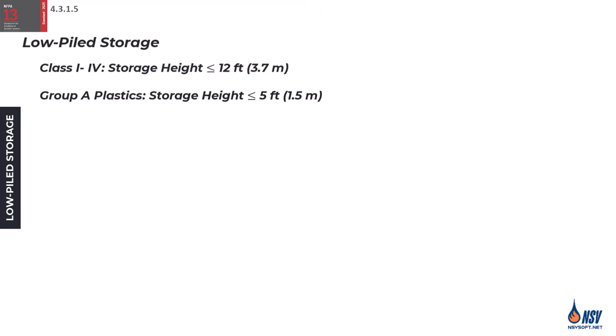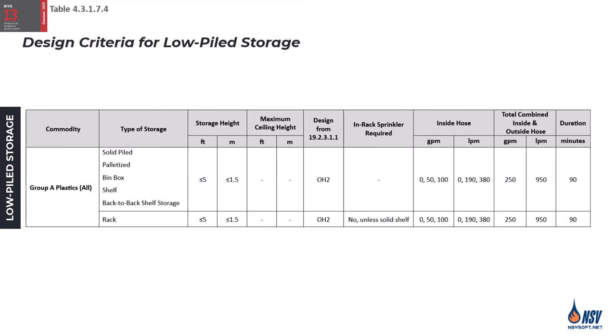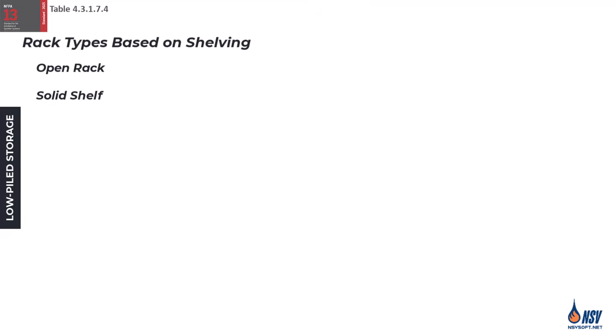For hydraulic calculations of low-piled storage, NFPA 13 provides a table similar to the one we reviewed for miscellaneous storage. Let's study the section of the table dedicated to Group A plastics. What is interesting in this table is that for rack storage, in-rack sprinklers are not required unless we have a solid shelf. It is important to note that NFPA 13 categorizes rack storage based on shelving design into open racks and solid shelves. Open racks refer to three configurations.